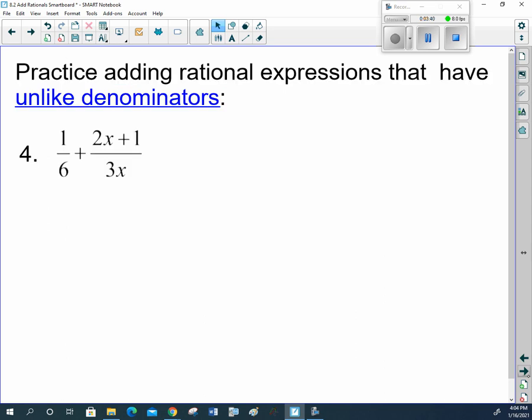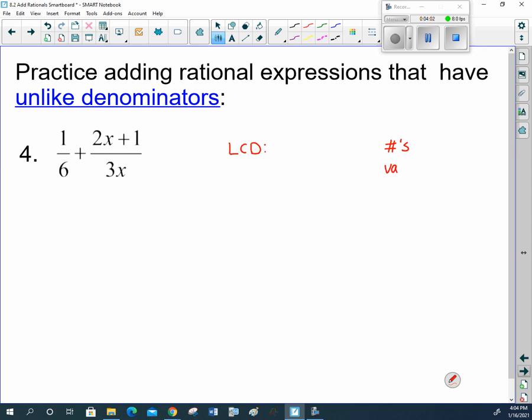Okay, so here we go. Now we're going to do something where they are unlike denominators. So we've got to figure out what the lowest common denominator is. I kind of have a system when I'm trying to figure out a lowest common denominator. I look at numbers by themselves first. So I just do numbers. Then I do variables, just single variables.